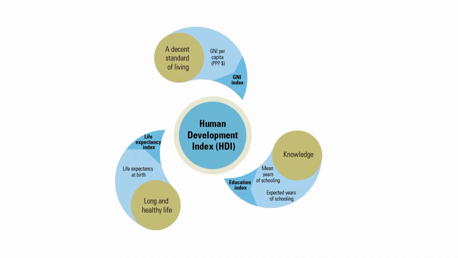The key dimensions of human development are measured using 4 different metrics. A long and healthy life is defined using the data on life expectancy at birth. Access to knowledge and education is assessed using data available on expected years of schooling and mean years of schooling. And having a decent standard of living is measured using per capita income.